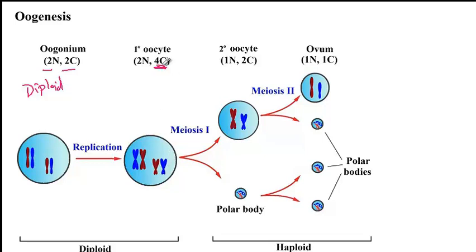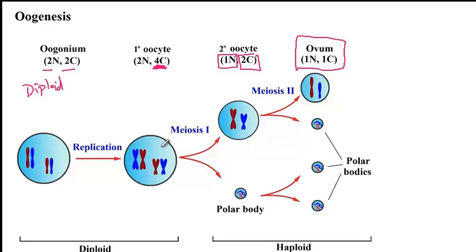So now we have 4C. During meiosis 1, homologous chromosomes will separate from each other and yield 1N, 2C, and during the second meiosis, sister chromatids will separate from each other and yield an ovum that is 1N and 1C.